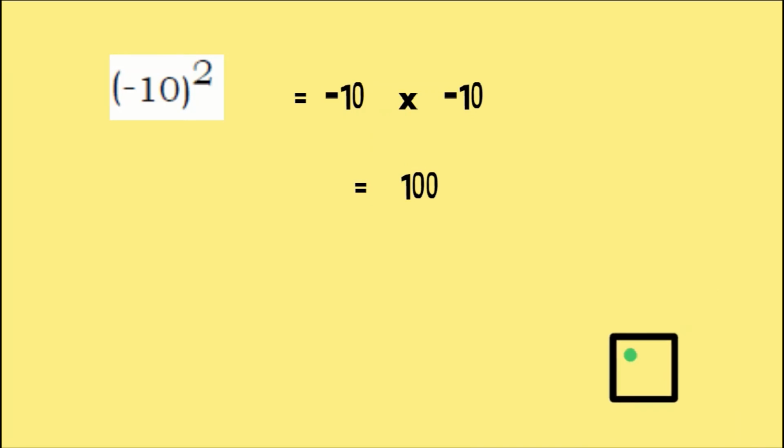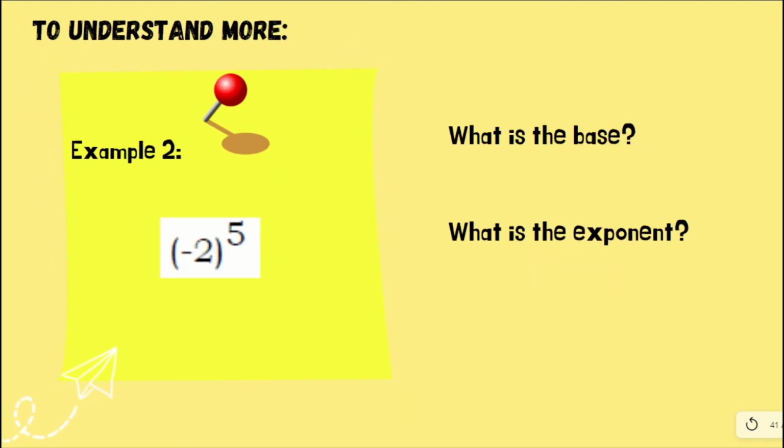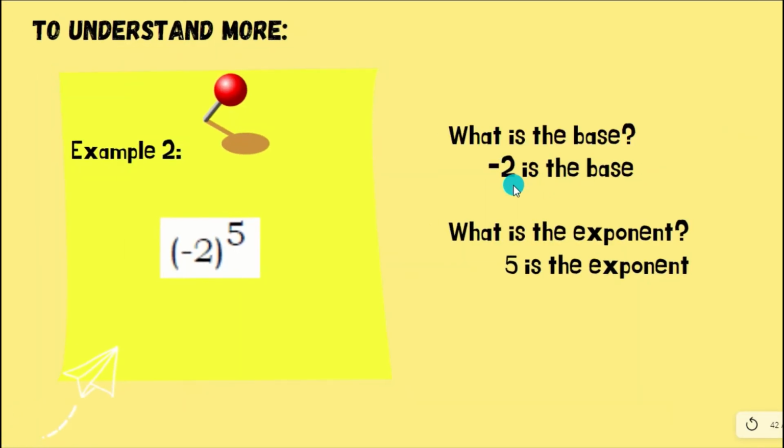Now, let us go to the last example. Example number 2. Negative 2 raised to 5. What is the base in this example? And what is the exponent? I know you already know this. Yes, correct. The base is negative 2 and the exponent is 5.